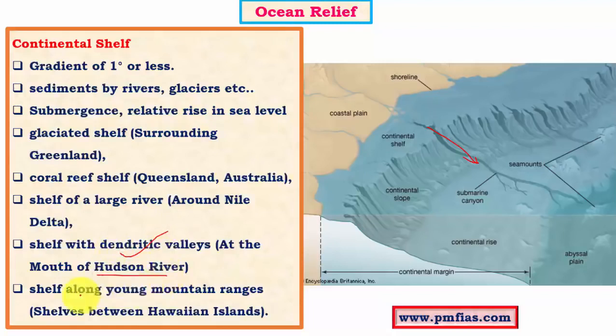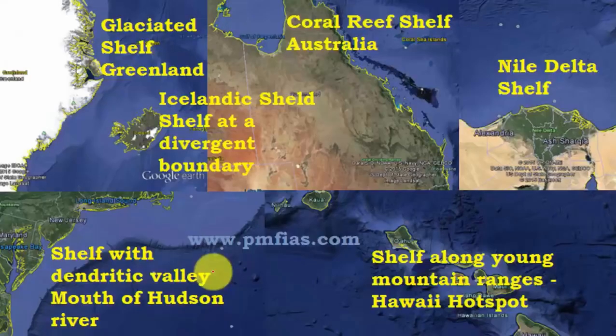And then there are shelves along young mountain ranges. For example, we have the Hawaiian Islands, which are mainly formed because of hotspot volcanism, and the shelves that establish around these volcanic islands are called shelves along young mountain ranges.